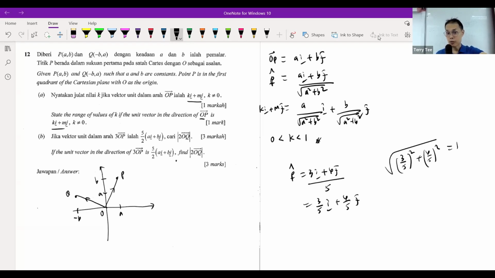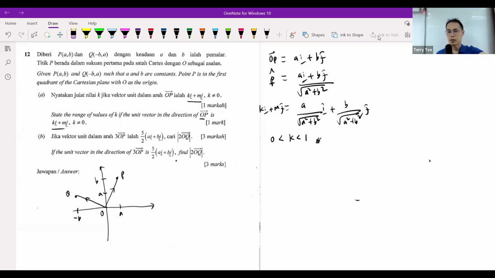Furthermore, because your B value is not 0, it's definitely going to make this smaller than 1 in order for you to have a magnitude of unit vector of 1. Okay, so a K value is always between 0 and 1. Just state the value. Do you really need to do all this? No need. You understand that the unit vector's total magnitude is 1. So one of the components, the i component or even the j component, is always between 0 and 1. Cannot be more than 1.